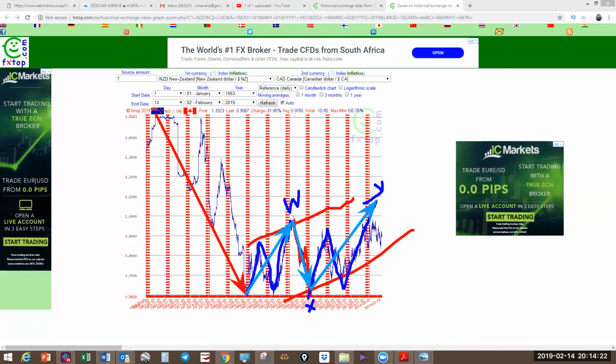I'm just reading here what you guys are typing. Bruce is saying the low looks to be near 2001. I'm not sure which low you're referring to. You're referring to this low here from X. Okay, yeah, X is around here. Yes, it's around here. That's the low.